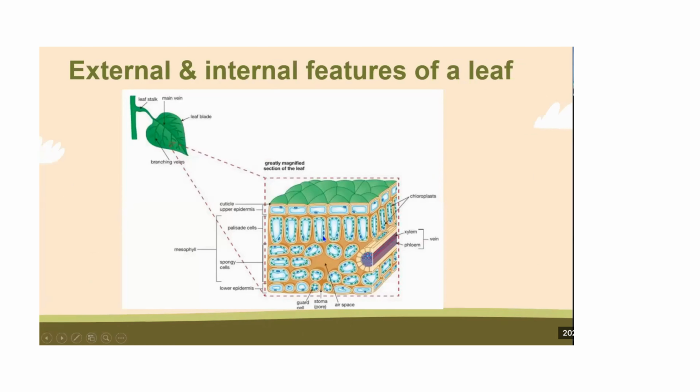You can see this layer. It is the palisade mesophyll and they have many chloroplasts. So it is the main site of photosynthesis in a leaf.